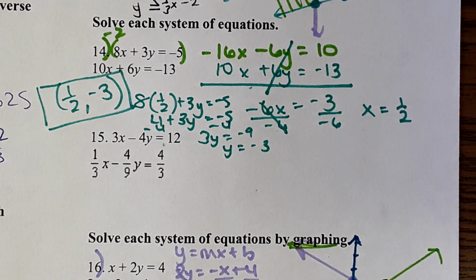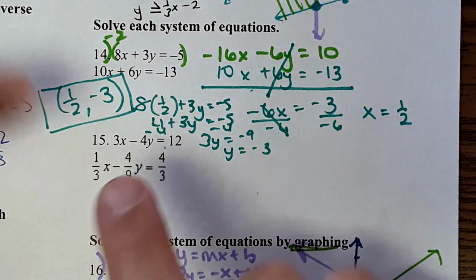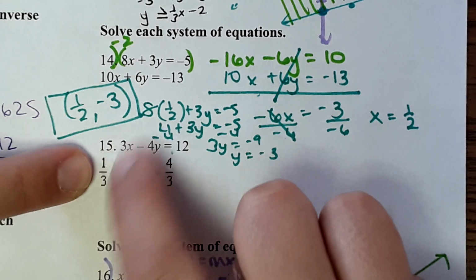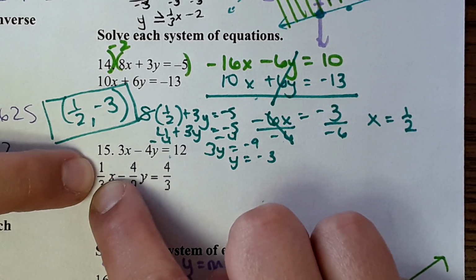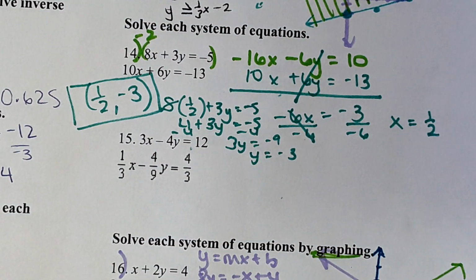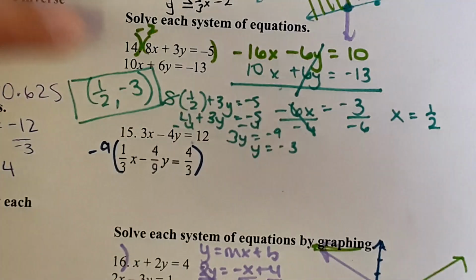Number 15, same idea. We're going to multiply one of these by something so that something would cancel out. Something that stands out to me is this 1/3 and 3. Now 1/3 times 3 would be 1. 1/3 times 9 would be 3. So we're going to multiply all this by -9.